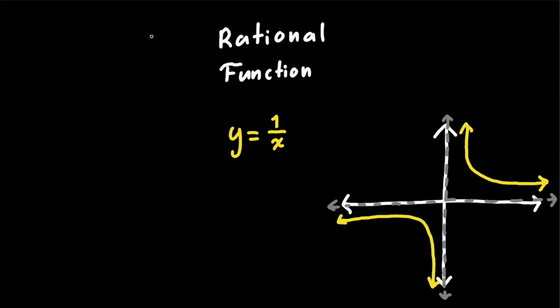Up next is the rational function. It is represented by the equation y is equal to 1 over x. We can see here that the rational function is our first function with asymptotes. In fact, it has two asymptotes, a vertical asymptote and a horizontal asymptote, with the parts of the graph being on either side, in this case being in the bottom left corner and the top right corner.